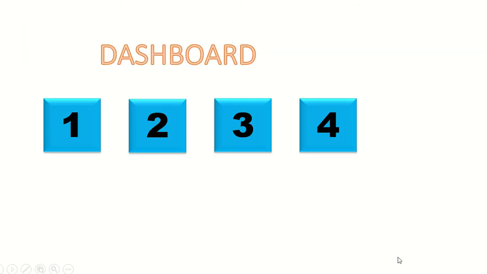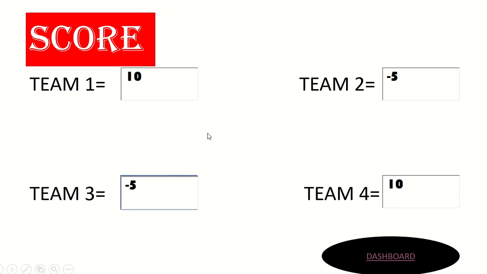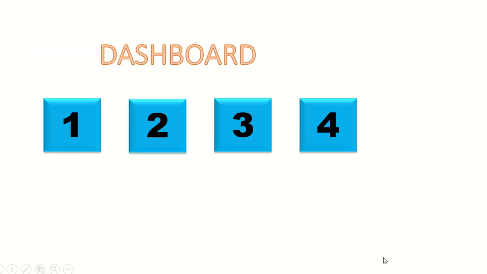Let's go back to dashboard. Who is the current PM of Pakistan? Sir, it's Imran Khan. Yes. Give him score 10. It's 20 marks.